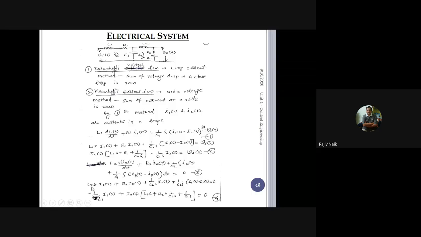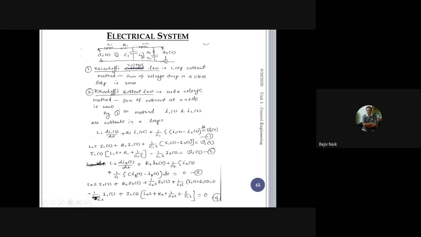I have taken a Laplace transform of that. Differentiation is multiplied by s, integration is divided by s. So L2s into I2 of s, R2 I2 of s, 1 upon C2s I2 of s, and C1s into I2 of s minus I1 of s is equal to 0. I have separated I1s and I2s. These are the two variables. I have written I1 first. So this I1 has a negative sign in the second equation, so minus 1 upon C1s into I1 I have written first. And I2s have so many things: L2s plus R2 plus 1 upon C2s plus 1 upon C1s is equal to 0.